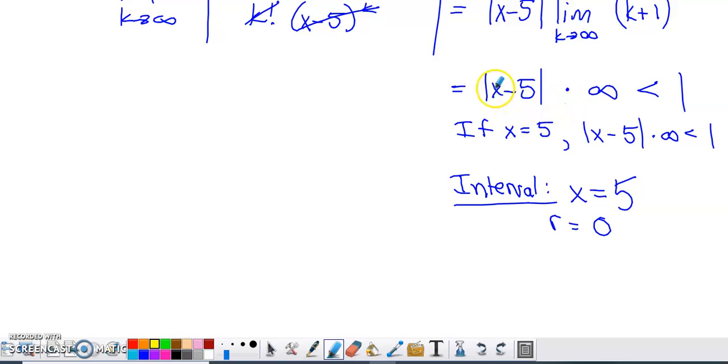But if I am literally putting 5 in place of this x, 5 minus 5 is not approaching 0, it is 0. So if x is equal to 5, this product is less than 1 because the product is 0. Now, when I don't have this value fixed at 0, that's not going to be the case. So the interval of convergence here is actually pretty weird. It's just the x value of 5, and the radius of convergence is 0.